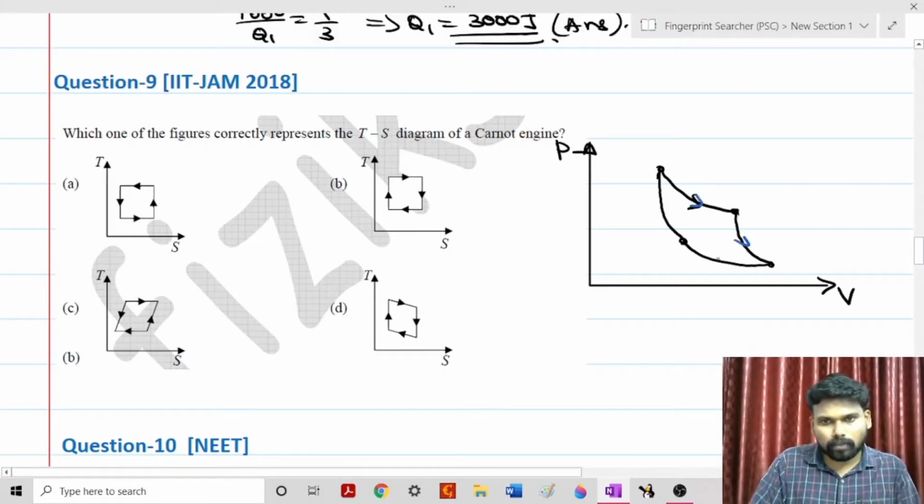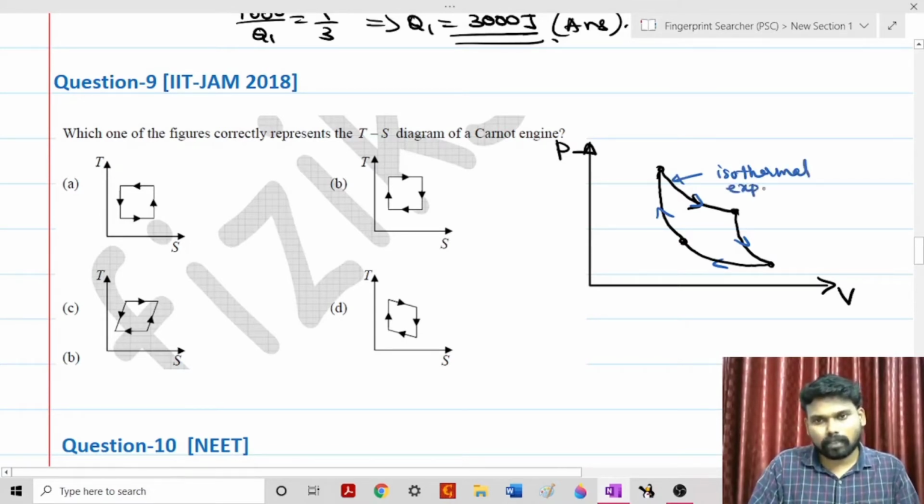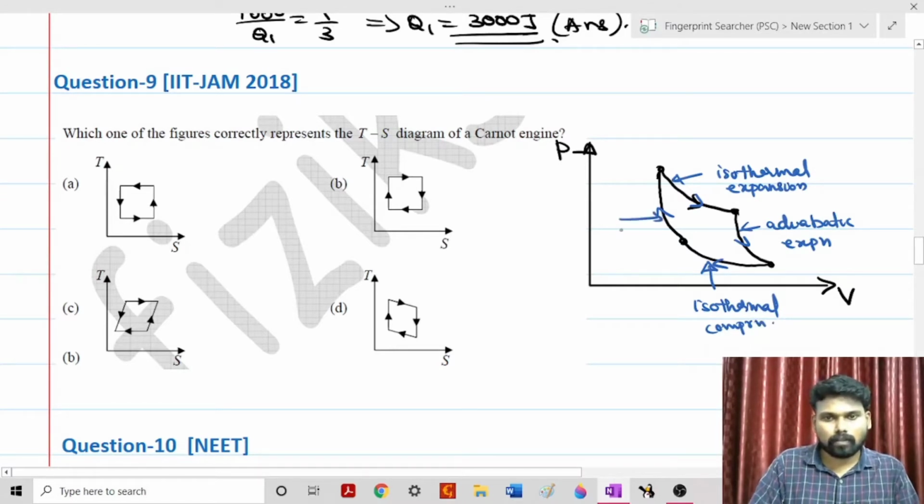This one, this one, this one, and this one. Okay. So this is what? This is an isothermal expansion. Isothermal expansion. This is an adiabatic expansion. What is this? Isothermal compression. What is this? Adiabatic compression. Okay.